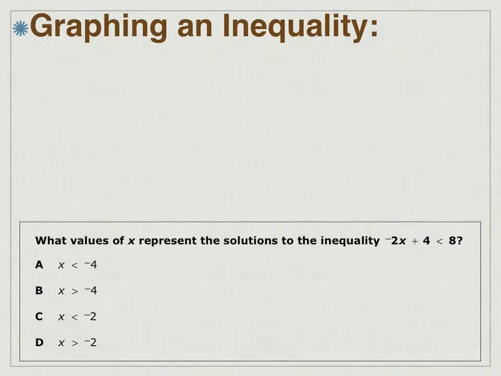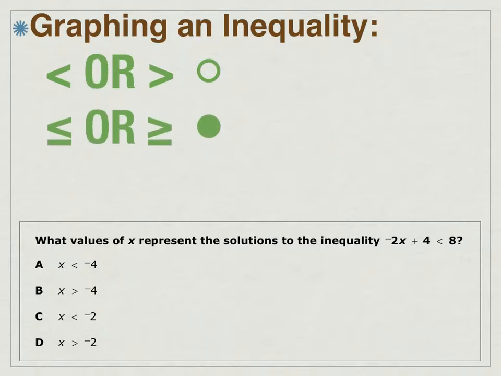Graphing an inequality, if you'll remember, if you have just less than or greater than, you're going to plot an open circle on your number line at the point that's written in the inequality. And then if you have a greater than or equal to or a less than or equal to, you're going to have a filled in or shaded circle at the point on your number line for the given inequality.